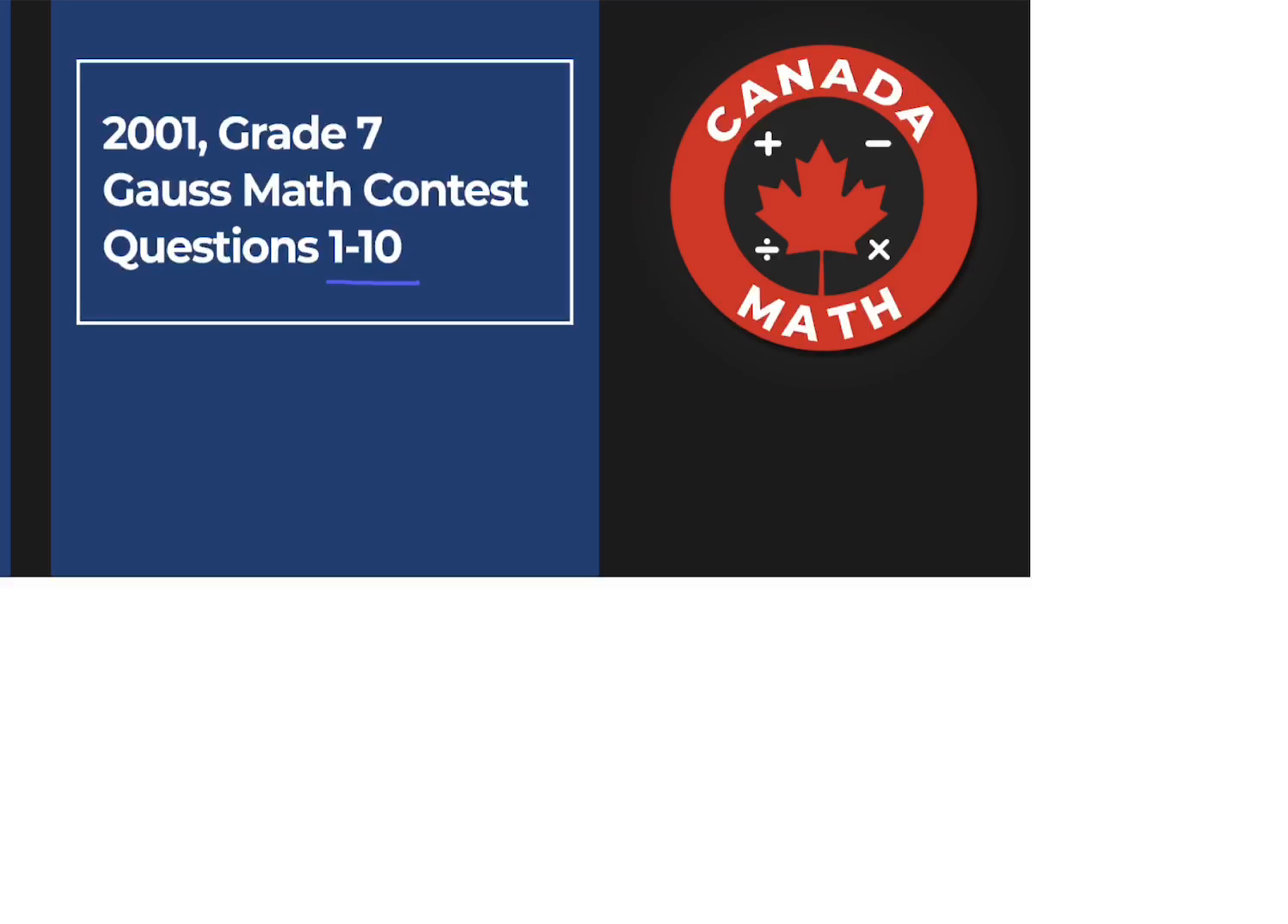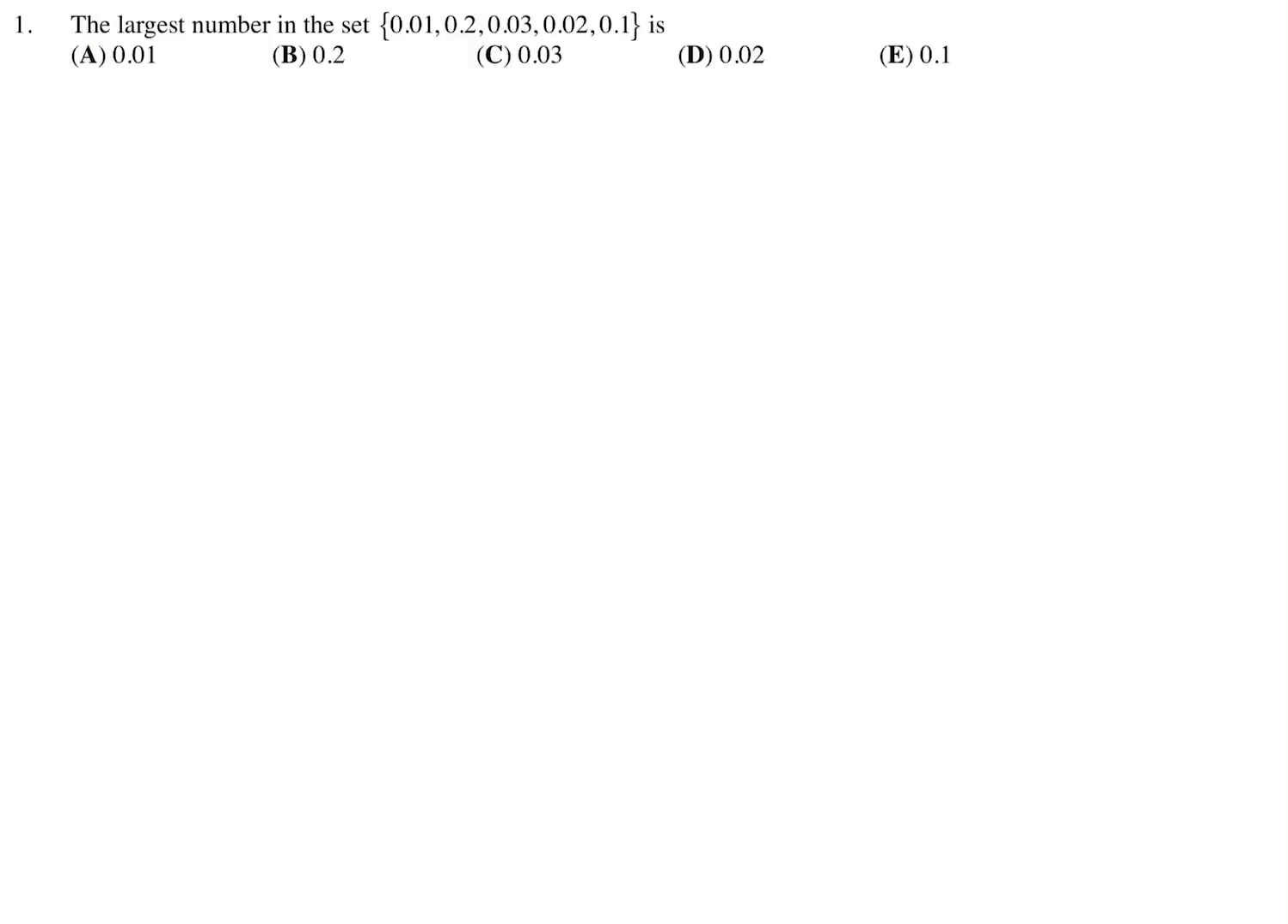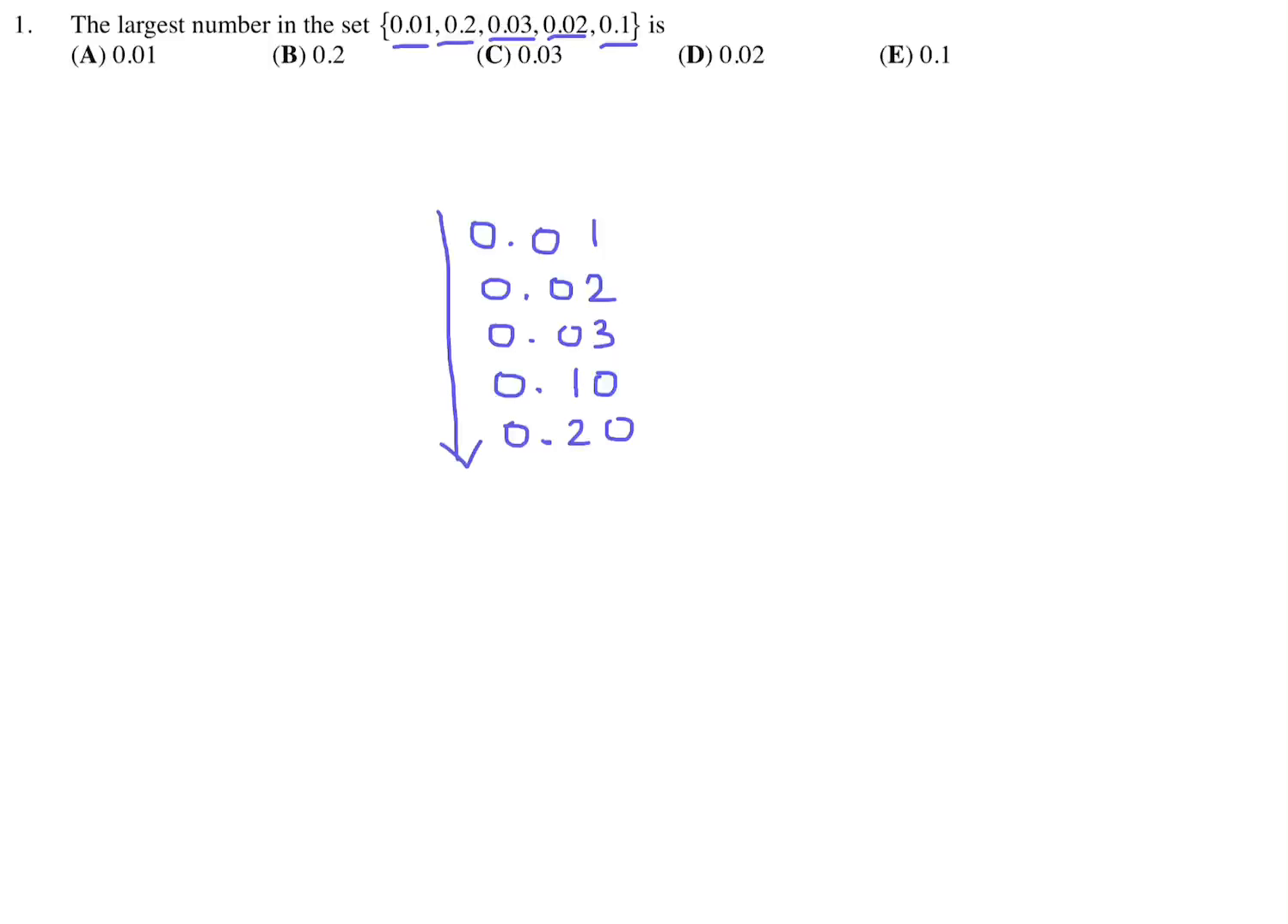Questions 1 through 10 of the 2001 Grade 7 Gauss Math Contest. The largest number in the set is, so let's arrange these from smallest to largest. It looks like the smallest is 0.01, and the next one is probably 0.02, then 0.03, then 0.1, and finally 0.2. So the largest, since I have written them from smallest to largest, is 0.2. So that would be, for number 1, B.